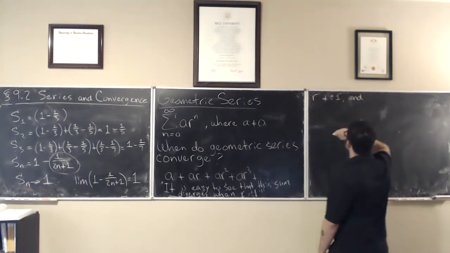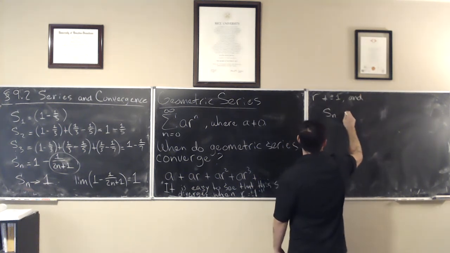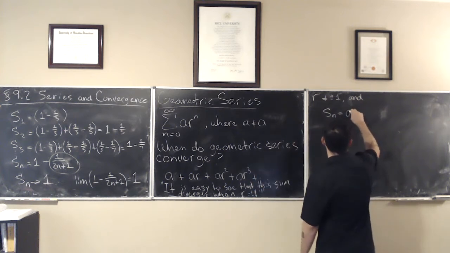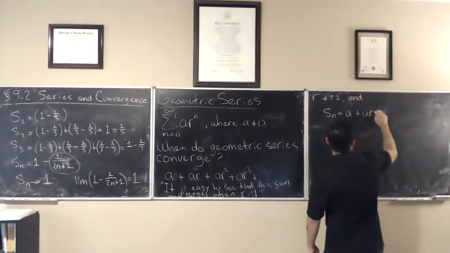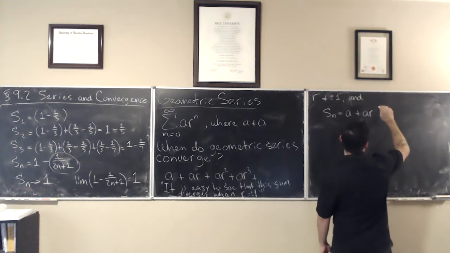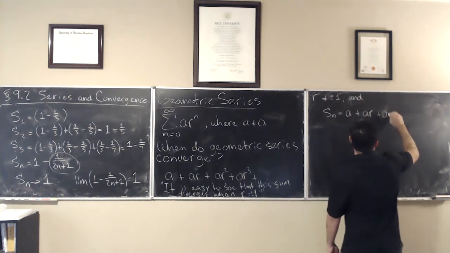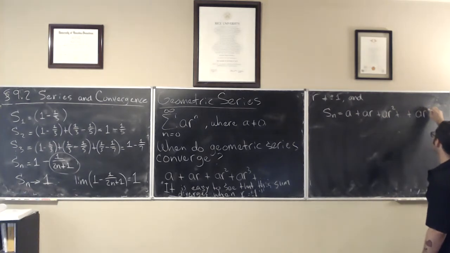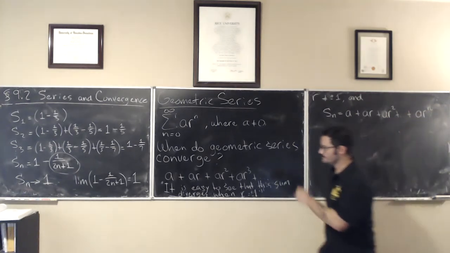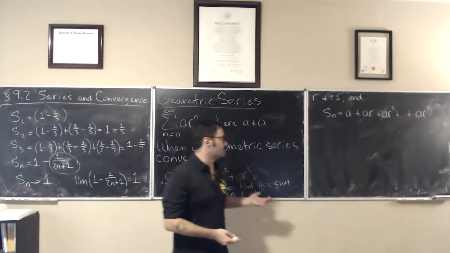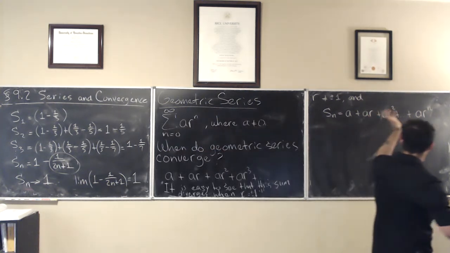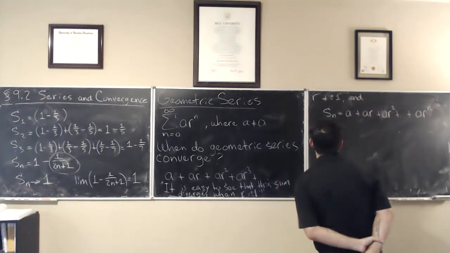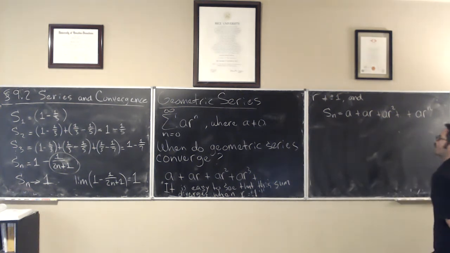And we're going to say that Sn, the partial sum, we're just going to write it out. A plus AR plus A times R squared plus dot dot dot plus A times R to the power N. Okay, so that is the partial sum. And we're trying to figure out a sequence representation of this sum. Okay, well, how can we do this?